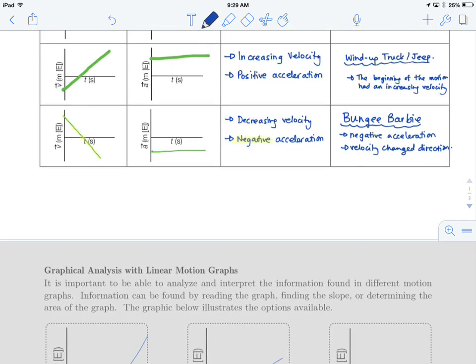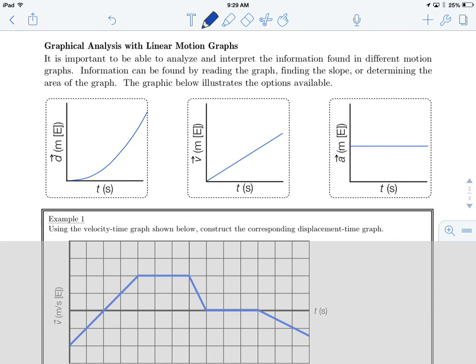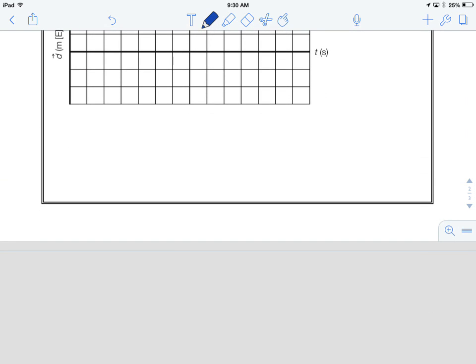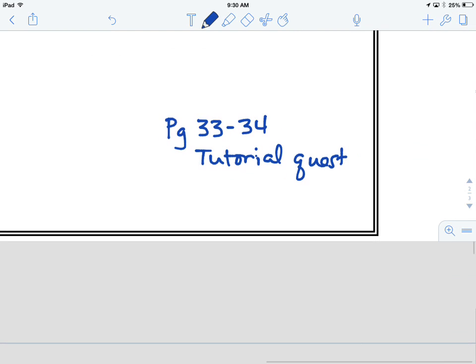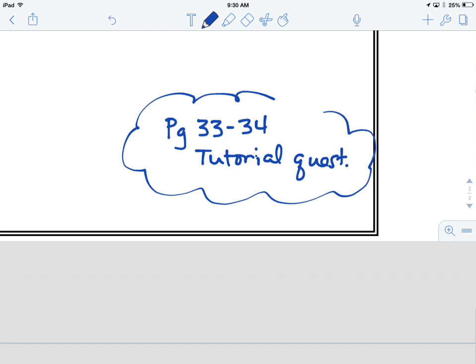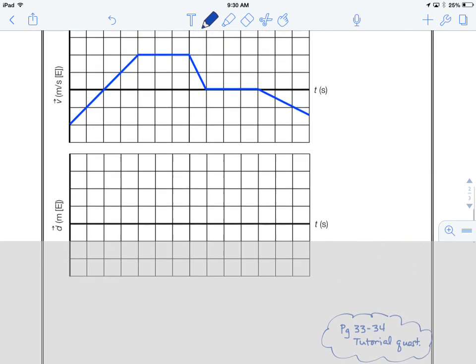All right, so now that we've been looking at some graphs, let's continue on with some graphical analysis. As you're going to see, this is very, very, very tricky. Okay, so this is one of the more complex parts of our unit. And before I begin with this, there's two things that as soon as you're done this lesson, I'm going to write it down here. There's a place where you need to go. So in your textbook, on page 33 and 34, there are two tutorial questions. And these are very, very helpful. Okay, so I would strongly recommend that you take a look at these when we're done here.